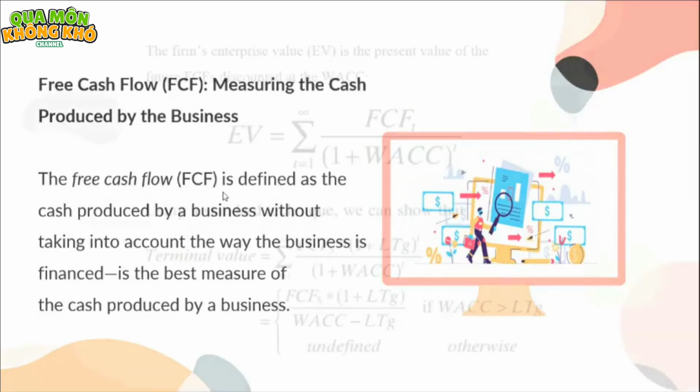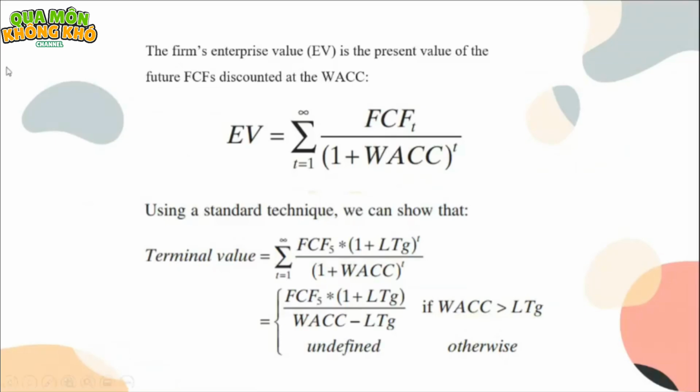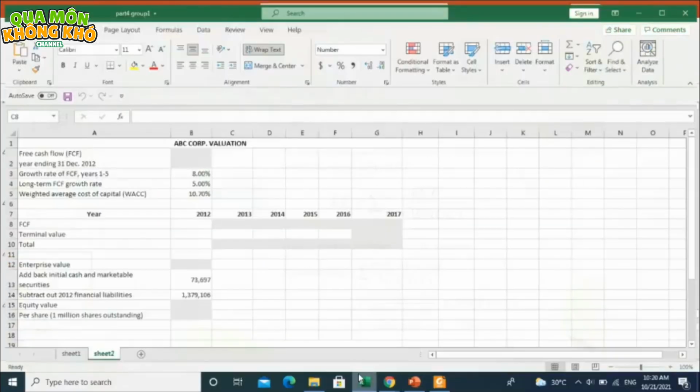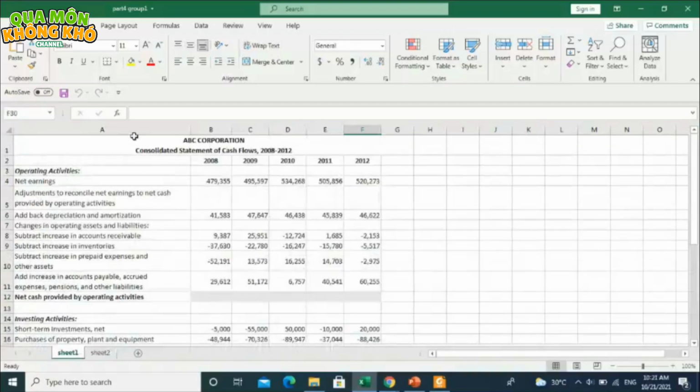And here are some formulas you may need. This is the enterprise value, and this is free cash flow, and this is the weighted average cost of capital, and this is the long-term real rate. And now we will move on to a simple example on Excel. Here is the consolidated statement of cash flow for the past 5 years. And this is the given information.